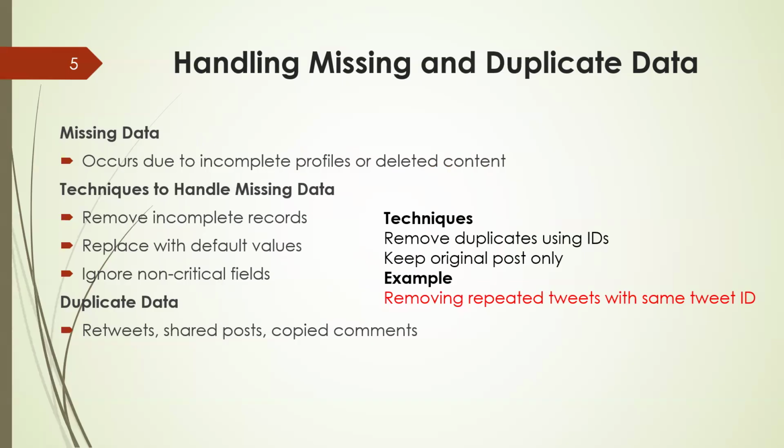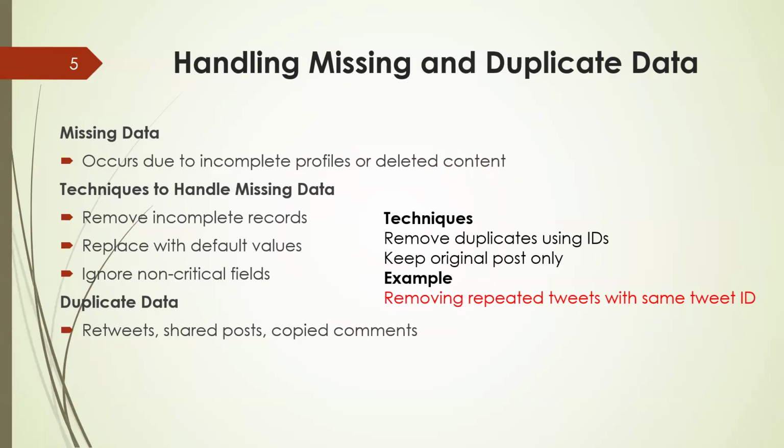Replace with default values. If some column is there, say the city column, and it is not available, and I collected all the records from Chennai city only, I can fill the column as Chennai. This is just a simple example. Ignore the non-critical fields; somewhere we can ignore those fields.